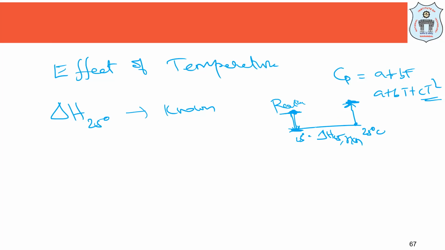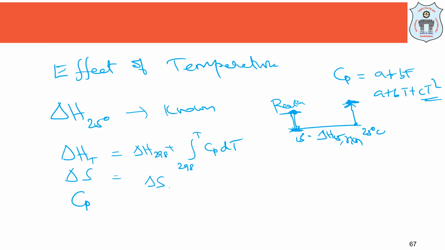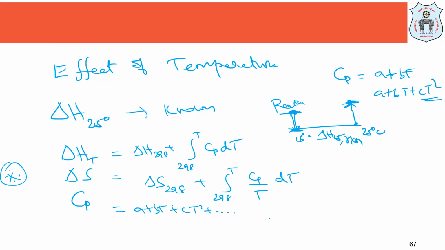So the effect of temperature for any delta H can be calculated, even delta S or Cp values. The effect of temperature at any temperature T is given by delta H at 298 Kelvin plus the integral from 298 Kelvin to T of Cp dT. Similarly, entropy is given by delta S at 298 Kelvin plus the integral from 298 to the given temperature of Cp by T dT. This you should know. And the Cp value is A plus Bt plus Ct square, like that, or any simplified form.